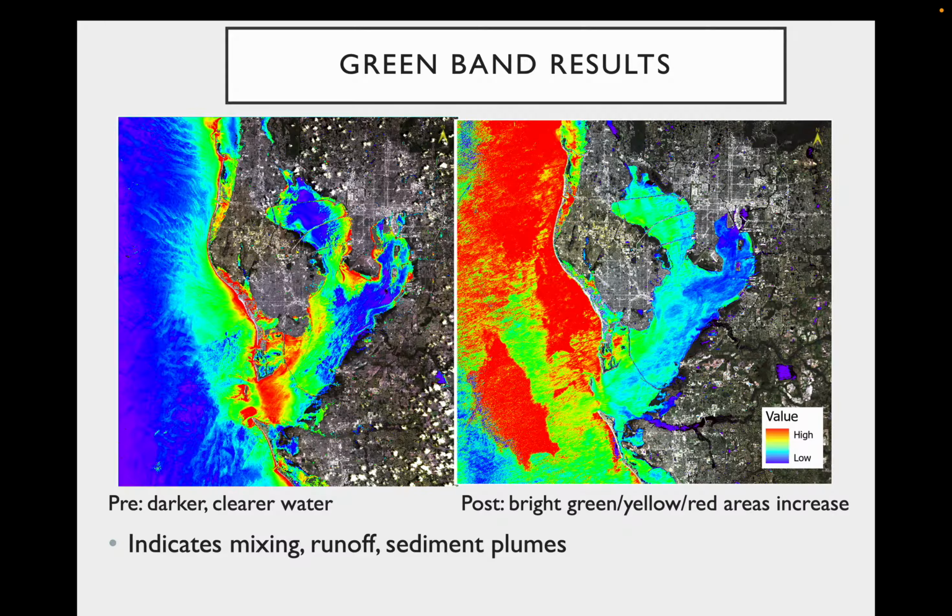However, in the post-hurricane image, we start to see bright green, yellow, and even reddish tones over a large scale. This shows the shallow areas and sediment plumes, along with runoff from the inland watersheds that were pumped into the bay. The green band alone already suggests an increase in turbidity, or even some green growth like algae, after Hurricanes Helene and Milton hit Florida.